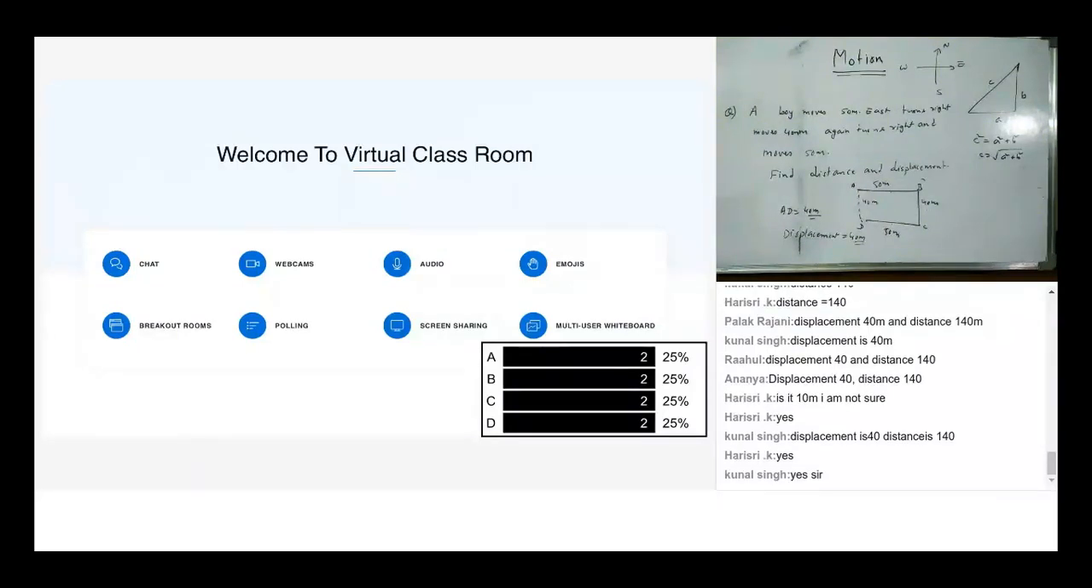Now, this is where we have taken Pythagoras theorem into consideration. Now, before we go to the next part of this, can you tell me what is the circumference of a circle?